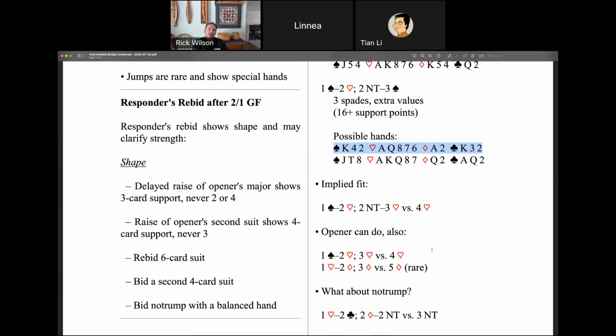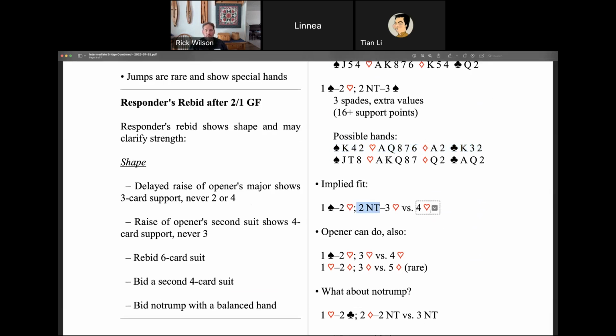So when it goes 1 spade, 2 hearts, you're showing a 5 card heart suit. 2 no trump is showing a 2 card heart support. Because with 3 hearts, you would have raised hearts. And with a singleton heart, you're not balanced, so you wouldn't bid 2 no trump. So the 2 no trump is promising exactly 2 hearts.